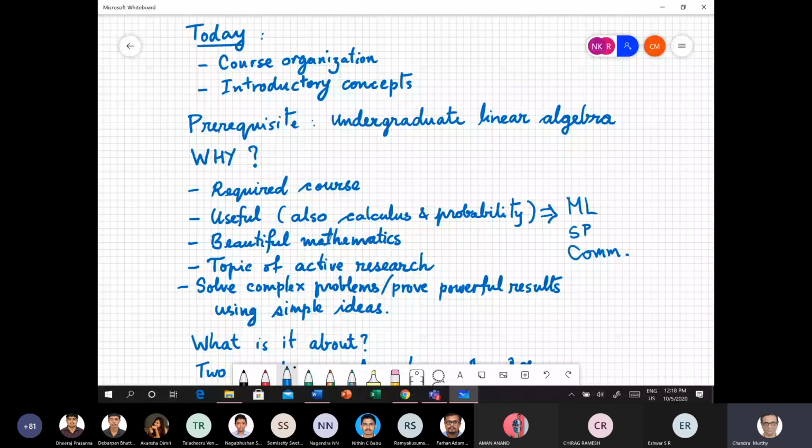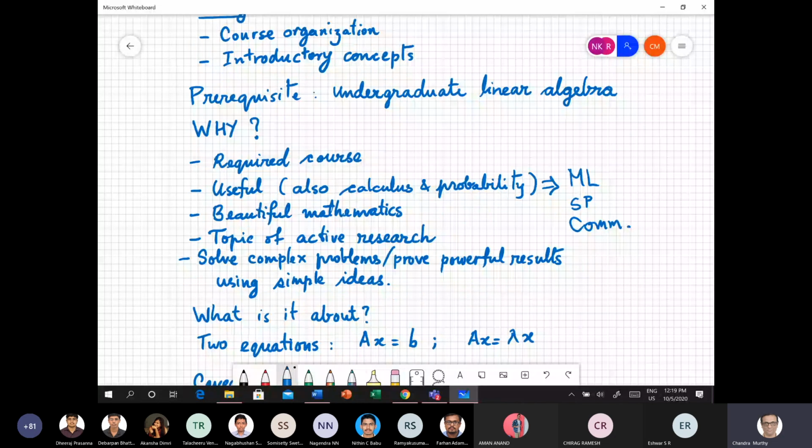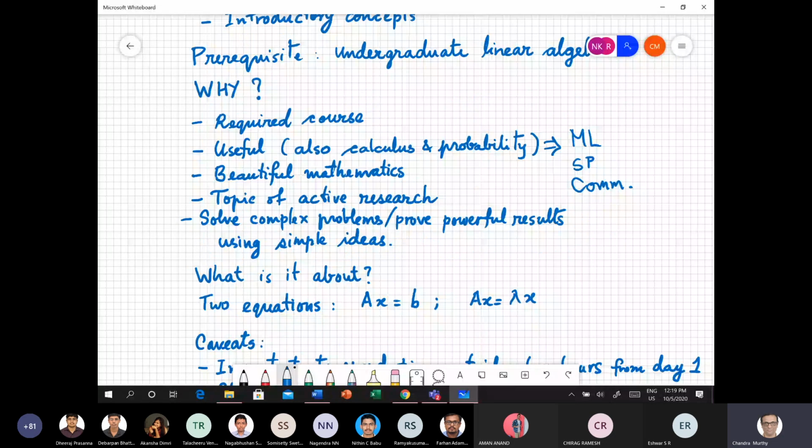So what is it about? If I had to distill down the contents of this course to what it is all about, it's just about these two equations, Ax = b and Ax = λx. From your undergraduate linear algebra, you will recognize Ax = b as a system of linear equations, and Ax = λx is the eigenvalue-eigenvector equation. So it's really about understanding these two equations and everything that you can say about this pair of equations. And that's what this course is all about.